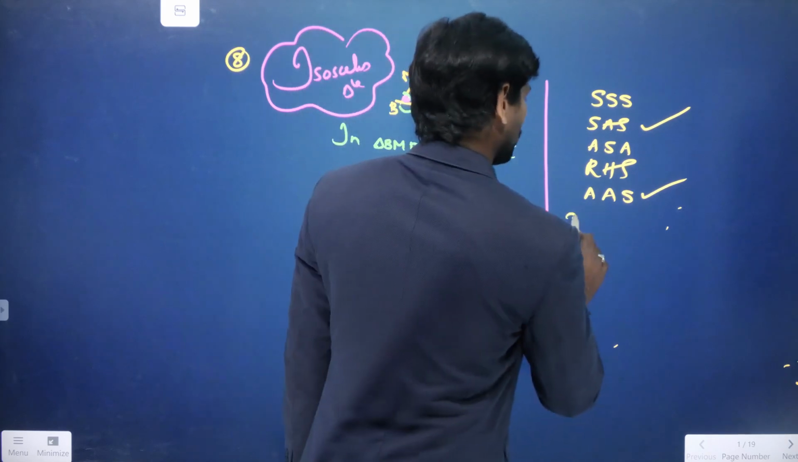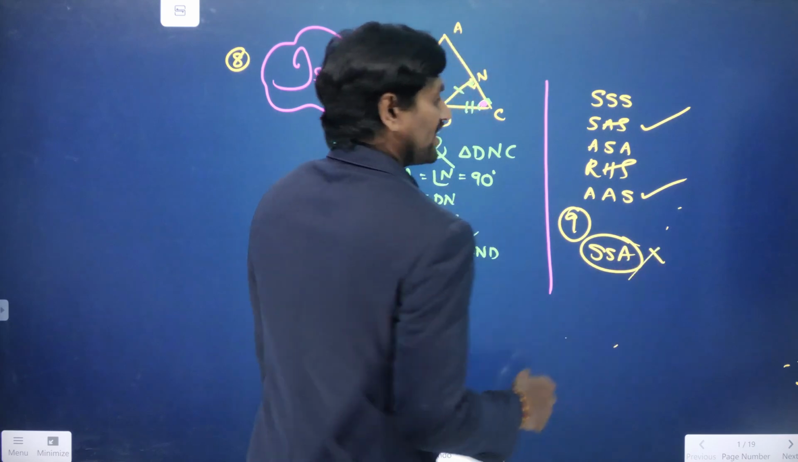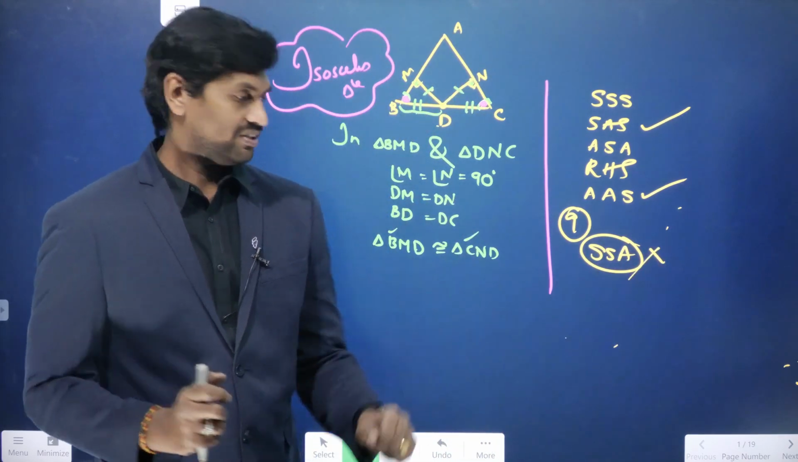Okay? So the ninth question, the wrong option is SSA. The SSA criterion is not available. Let us go to problem number 10.